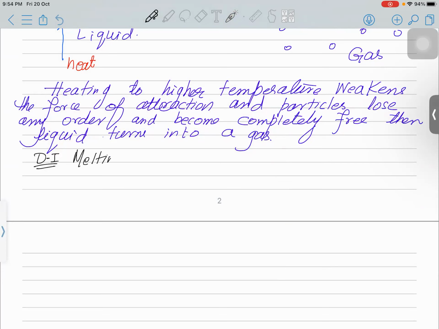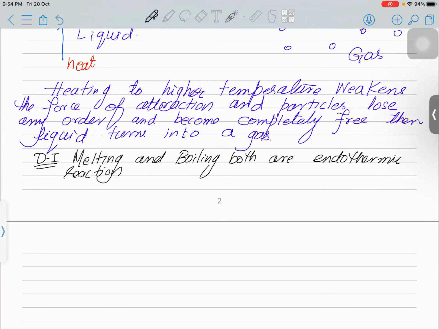Melting and boiling both are endothermic. Endothermic means absorb energy.